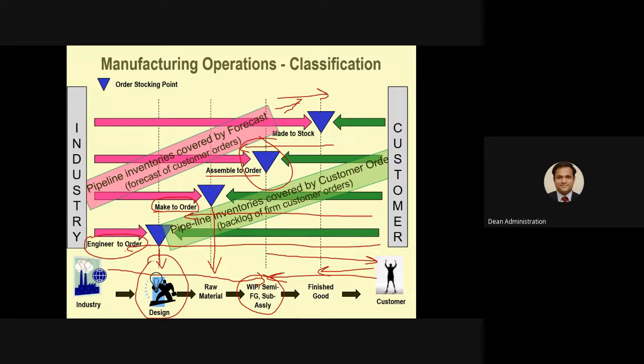You would have this type of requirement in the future. No, the customer comes up with a certain requirement, and then you have to start doing the whole process. Right? So yes, a hyperloop is a very good example of engineer to order.